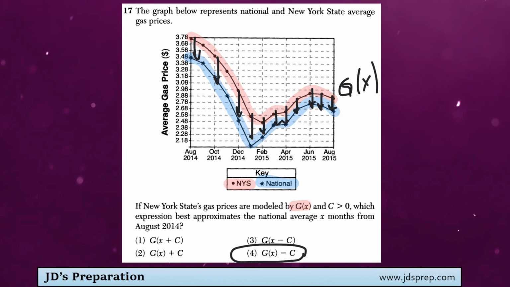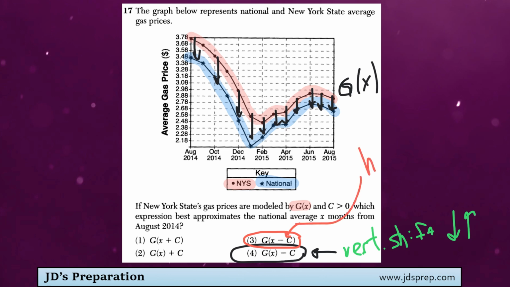Another way to look at this problem is to remember that when you're taking a function like g of x and then you're subtracting a constant separately, that would represent a vertical shift. So going up or down. When you have a function like g of x and you subtract a constant inside the brackets, that represents a horizontal shift. So we can see graphically, in this case, that would not make any sense.